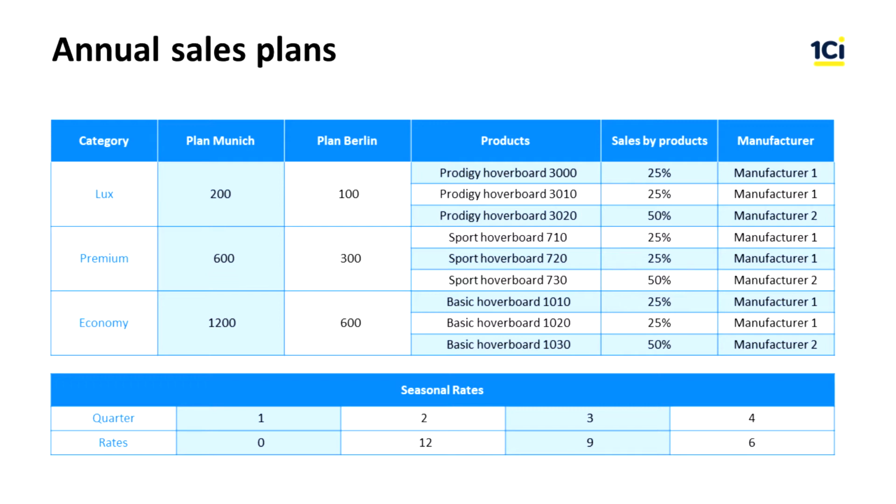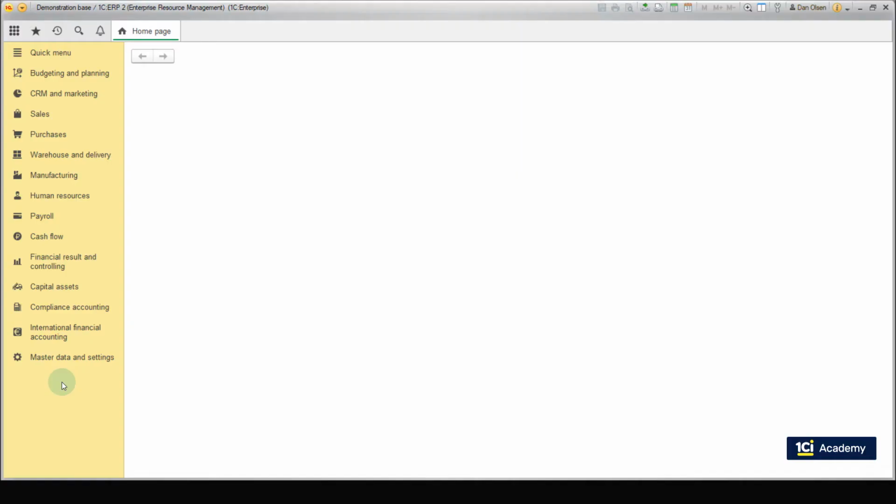Planning sales by categories, we take into account seasonal factors, which are the same for all categories: 0 for quarter 1, 12 for quarter 2, 9 for quarter 3, and 6 for quarter 4. Let's now create a headquarters sales plan.